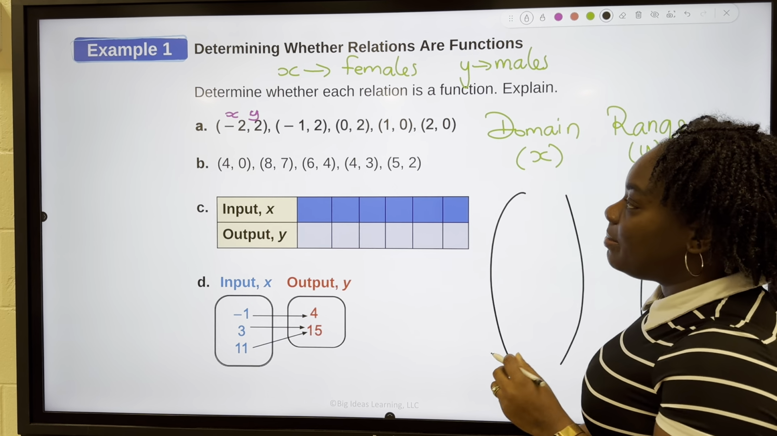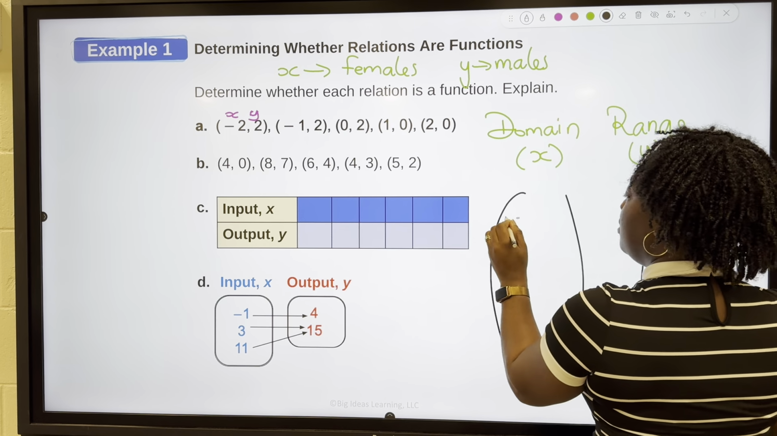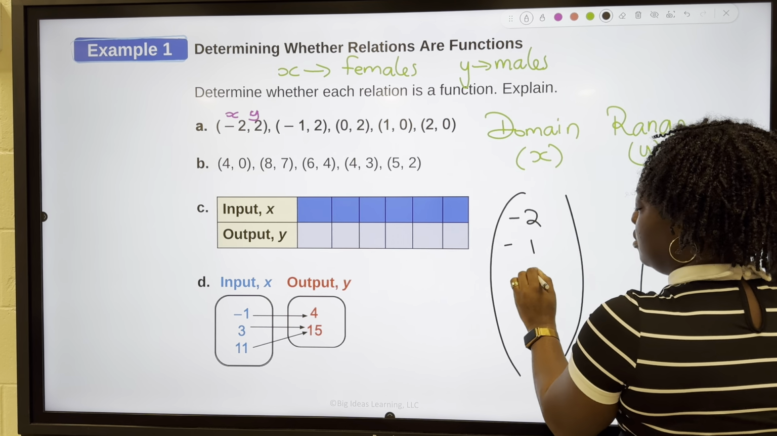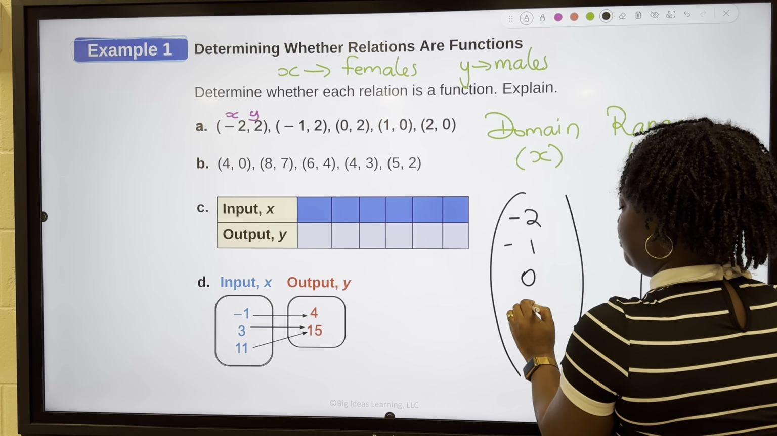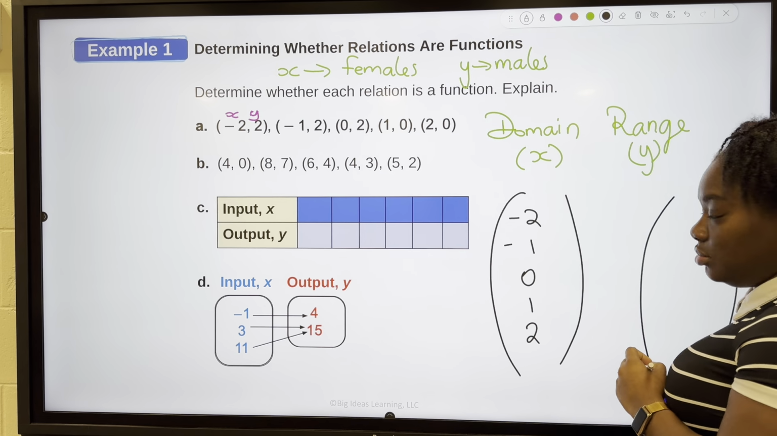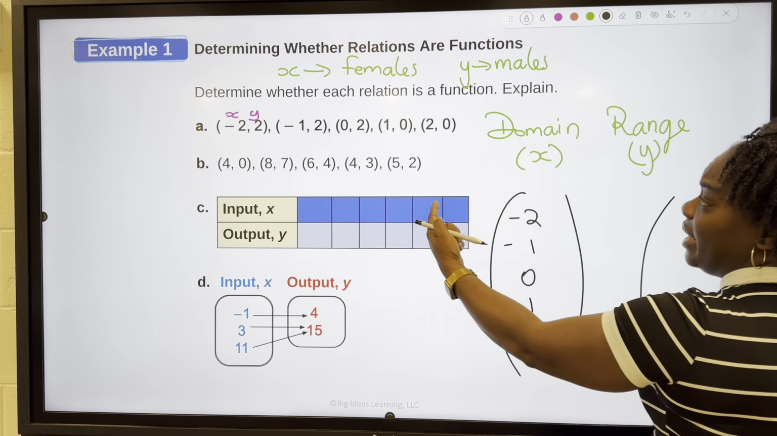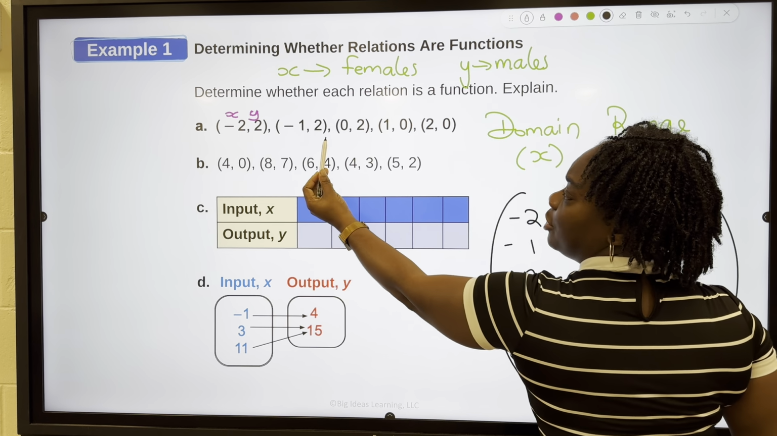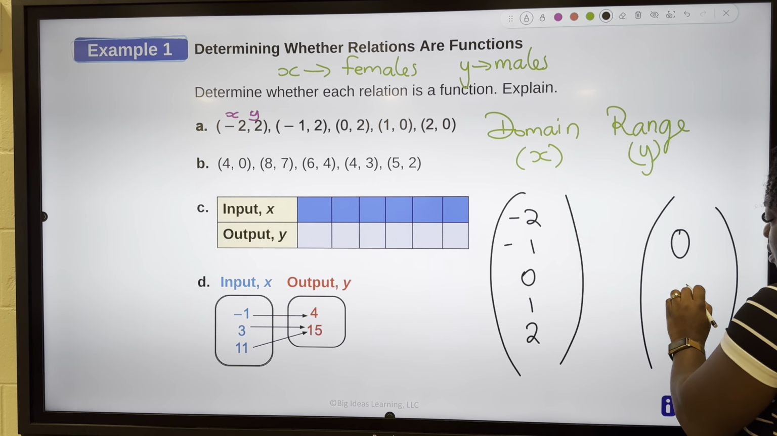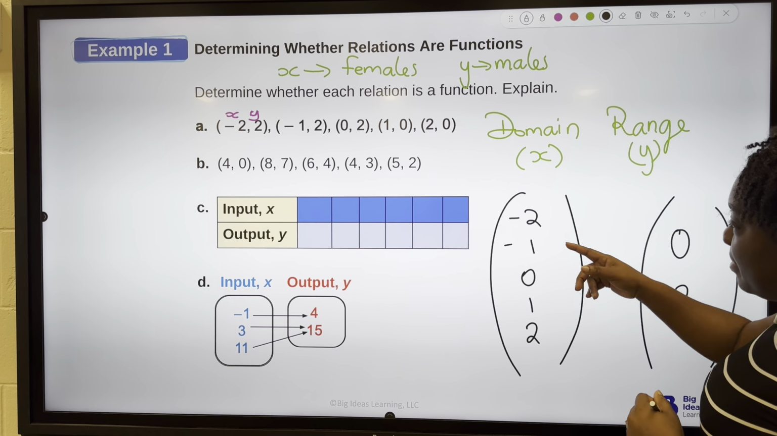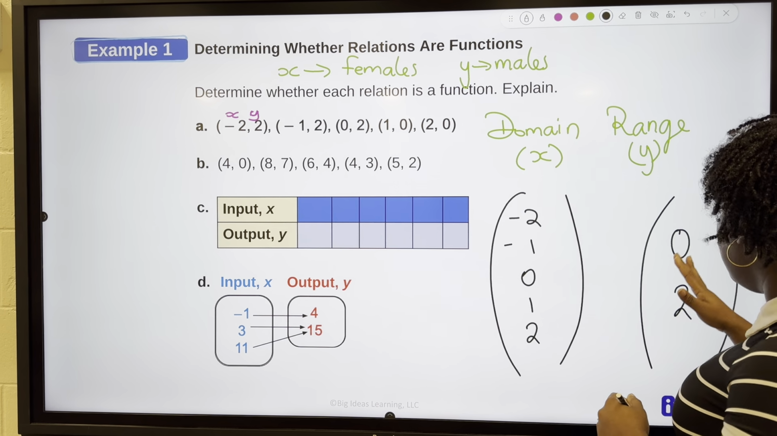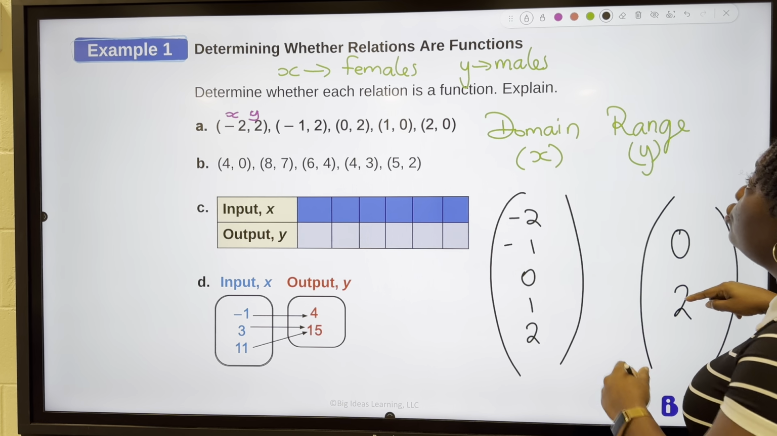Nice. So what are my x's? -2, -1, 0, 1, and 2, right? What are my y's? I have 2 right here, 2 again, 0, 0. So that's 0 and 2. So my females, -2, -1, 0, 1, 2. And for my males, 0, 2.